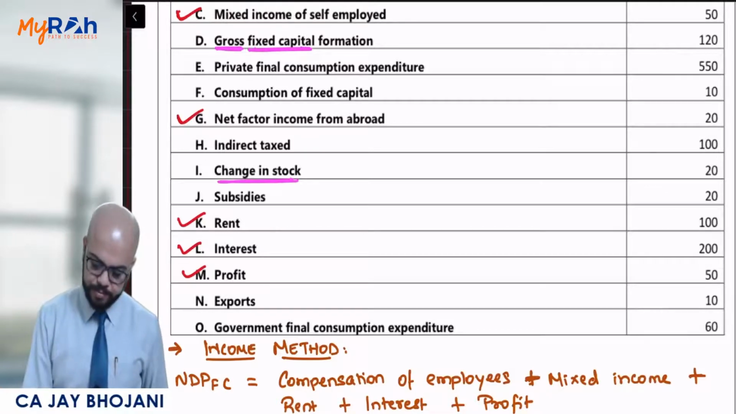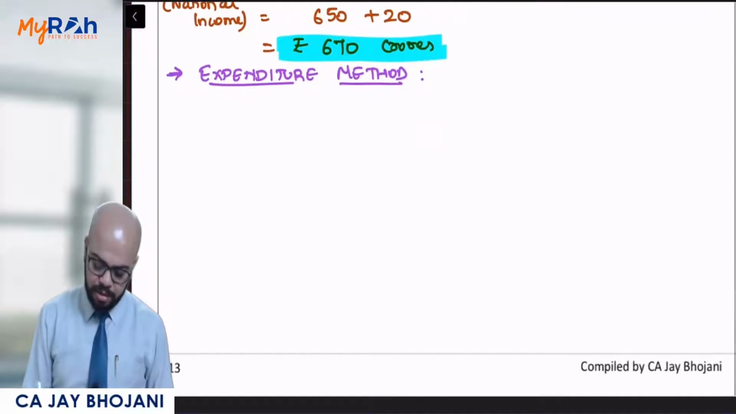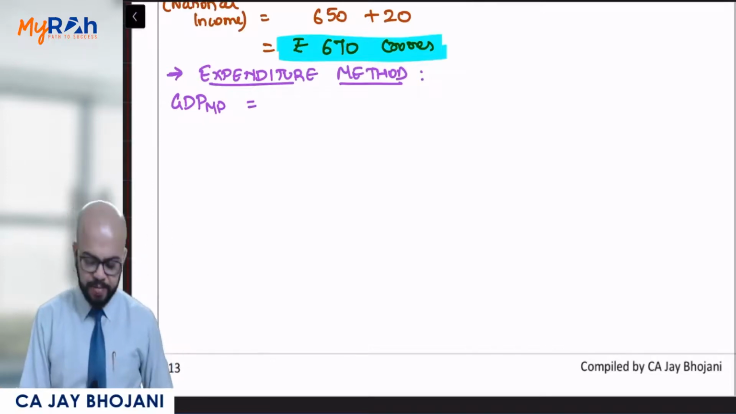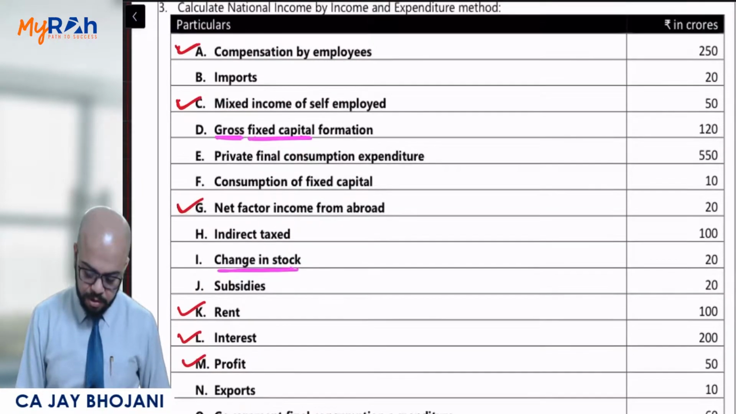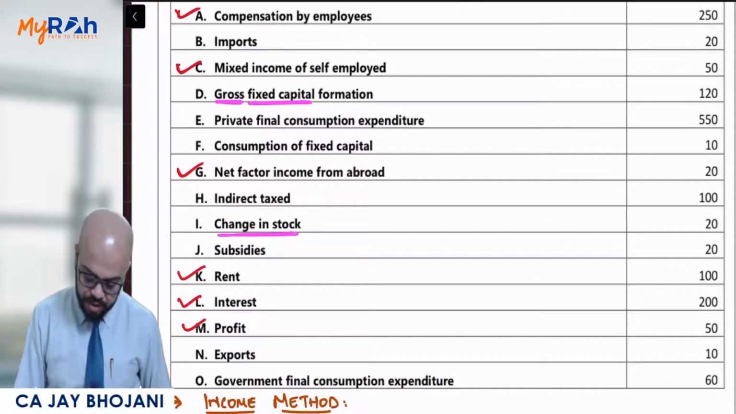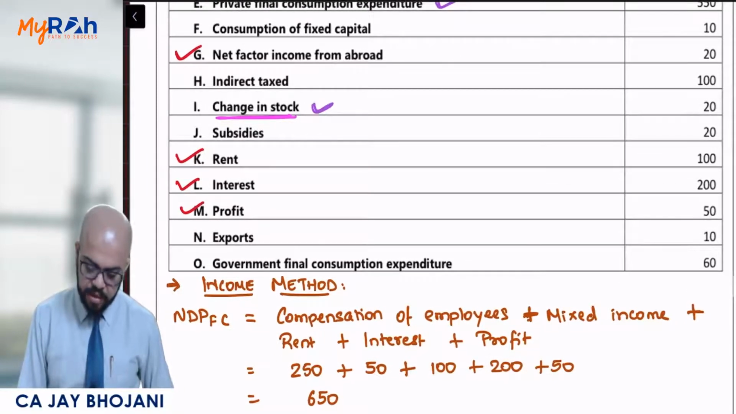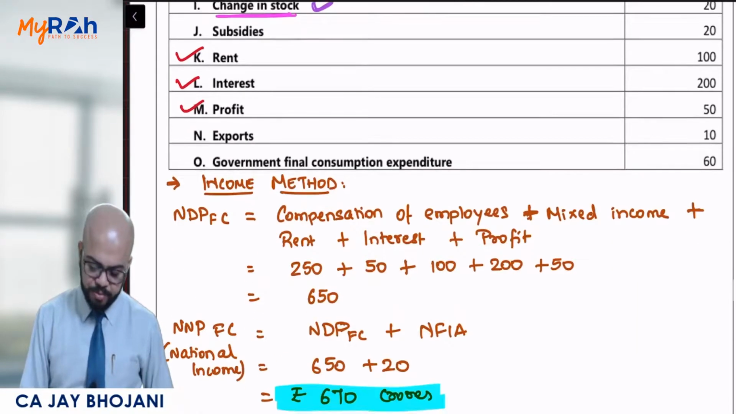Okay, see. So let me first prepare the formula for GDPMP. From GDPMP, then we'll find out NDPFC by our usual technique, right? GDPMP first of all. So let's prepare the formula. What all things do I need for GDPMP? I'm just going to tick that. Gross fixed capital formation I will need. PFCE I will need. Consumption of fixed capital I will not require. Indirect taxes not required. Change in stock required. Subsidy is not required right now. Exports not required. And GFCE of course required.